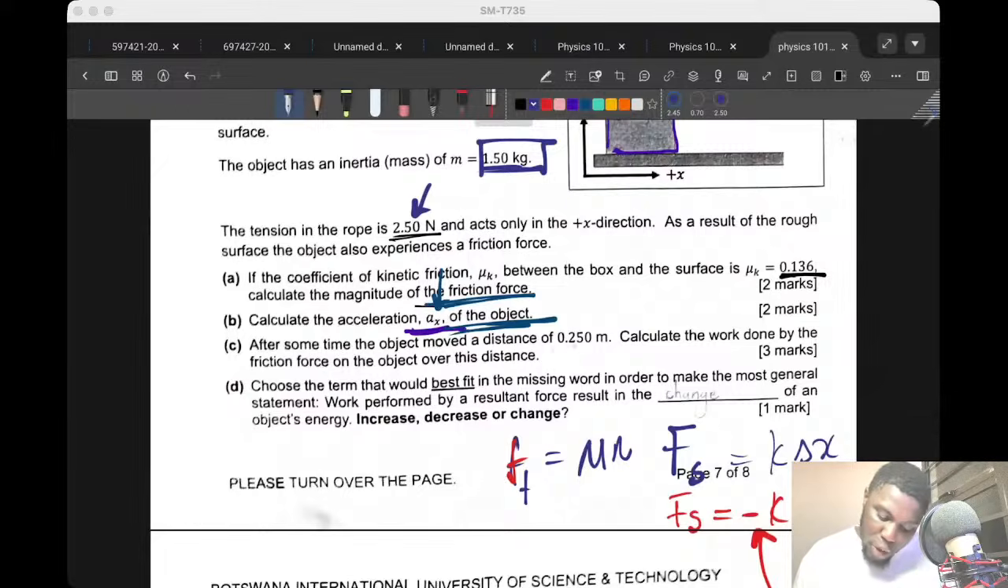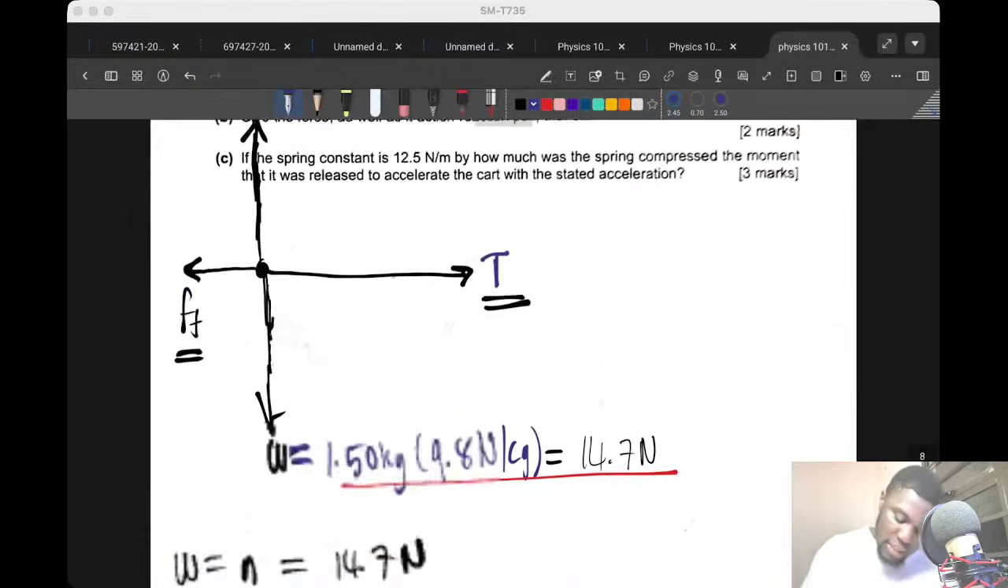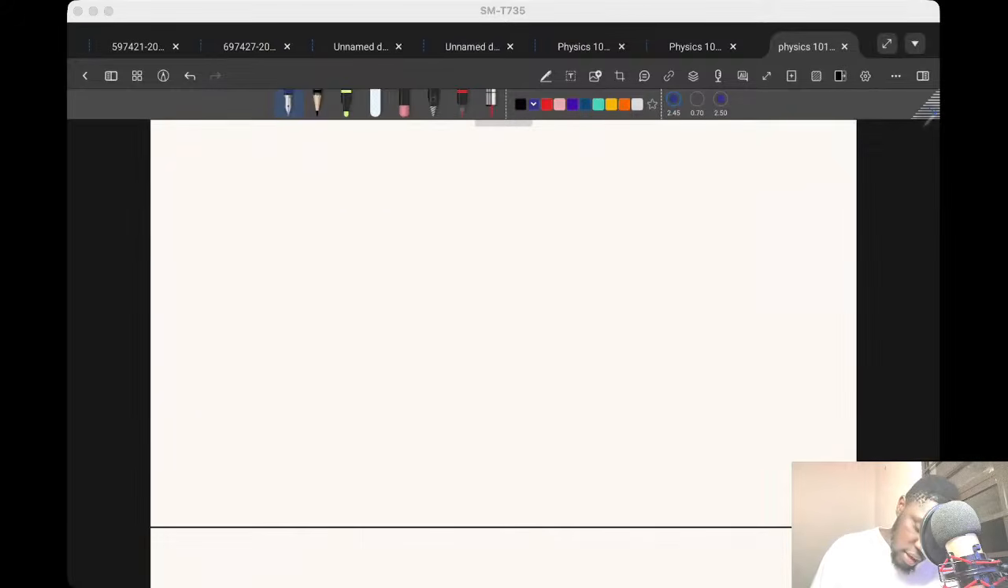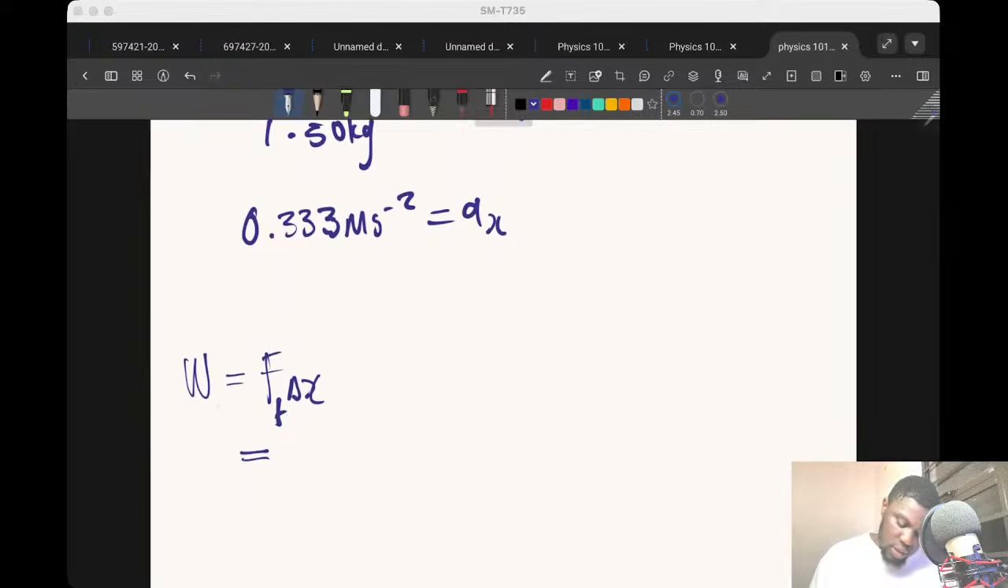After some time, the object moved a distance. So this is delta x. Calculate the work done by the friction force over this distance. We can talk about work done by each force. Each force does its own work. And work is just what? Work done is equal to force times delta x. So the work done by friction is equal to the force of friction times delta x.